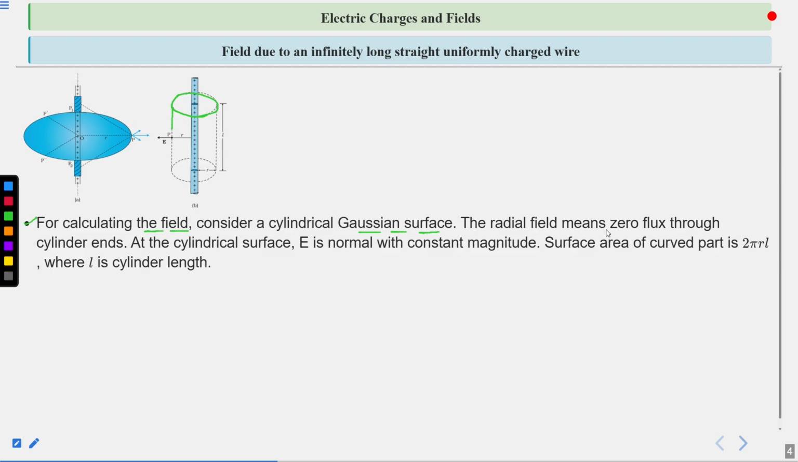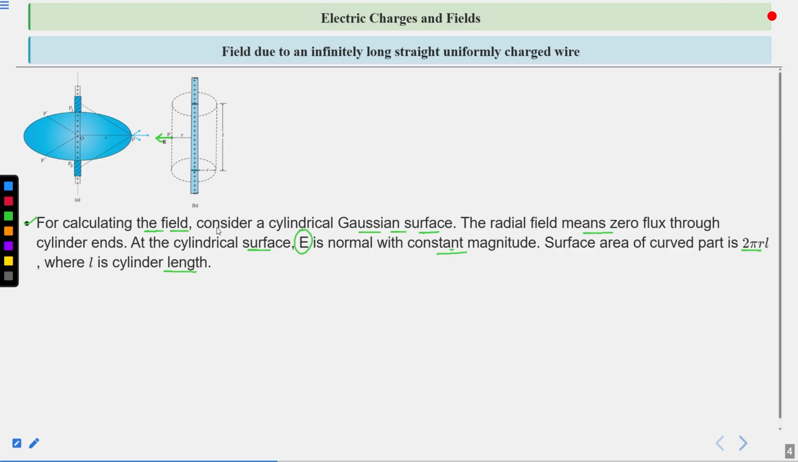The radial field means zero flux through cylinder ends. At the cylinder surface, E is normal with constant magnitude. So if we want to calculate the direction of electric field, it depends on the charge. Here charge is positive, so it is perpendicular to the surface, or we can say line element. So surface area of the curved part is what? It is 2 pi RL, where L is the length of the cylinder.